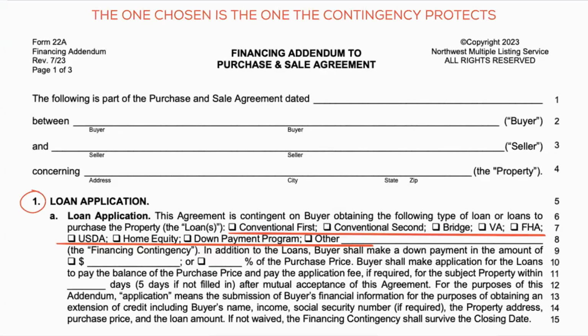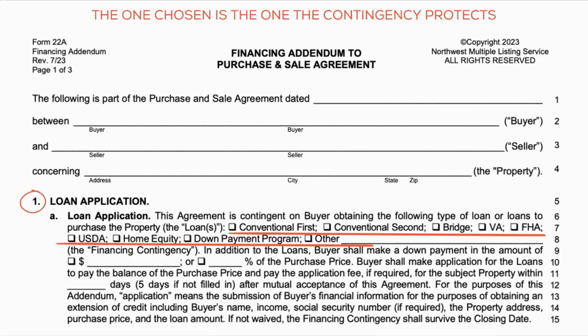The paragraph 1 talks about the loan application. When you check these boxes, that is when the contingency is created. So before you even start pulling this form out, you need to have a conversation with your buyer and find out how they intend to pay and where all of the money is coming from. When you select one of the boxes, what you're doing is you're making a promise to that seller that your buyer is going to fill out that specific type of application.